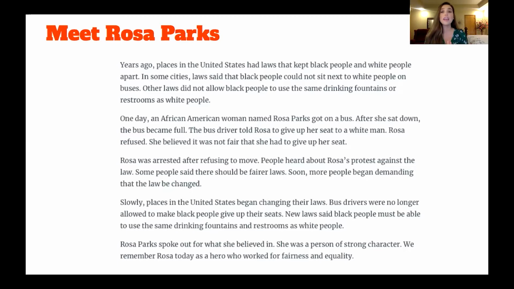So before we even jump into creating our mind map and talking about how to find the main idea, I do just want to comment. I know that this is just a crazy piece of history. This awesome person, Rosa Parks, this woman, she was so courageous and really stood up for what was right. I can't believe that there were ever laws that said Black people and white people couldn't use the same drinking fountains or restrooms. That is just so crazy to me.